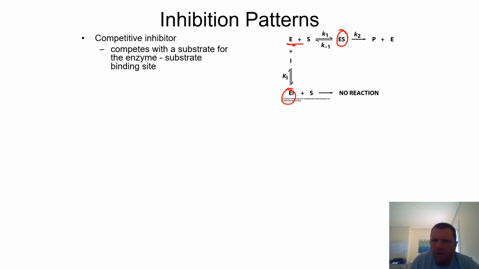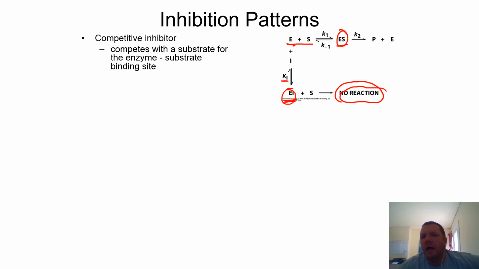Now, if the enzyme binds with the substrate, obviously that's going to form that ES complex. If the enzyme binds to the inhibitor, then you're going to form an EI complex, in which case that EI complex is not going to be able to interact with the free substrate, and no reaction is going to take place.